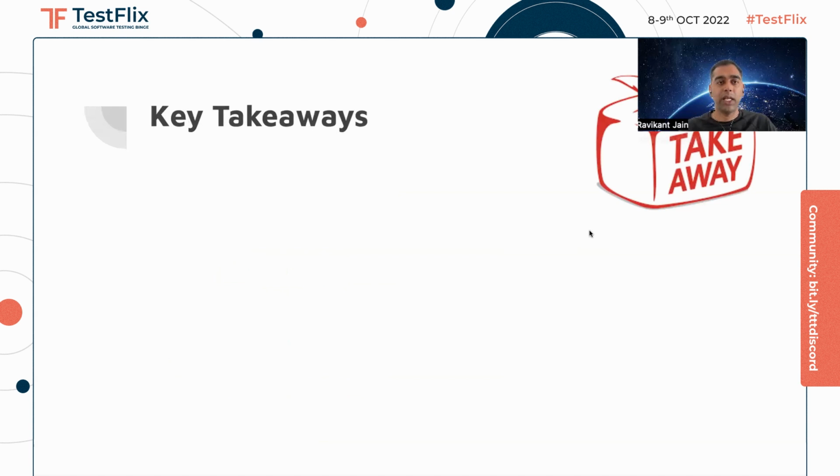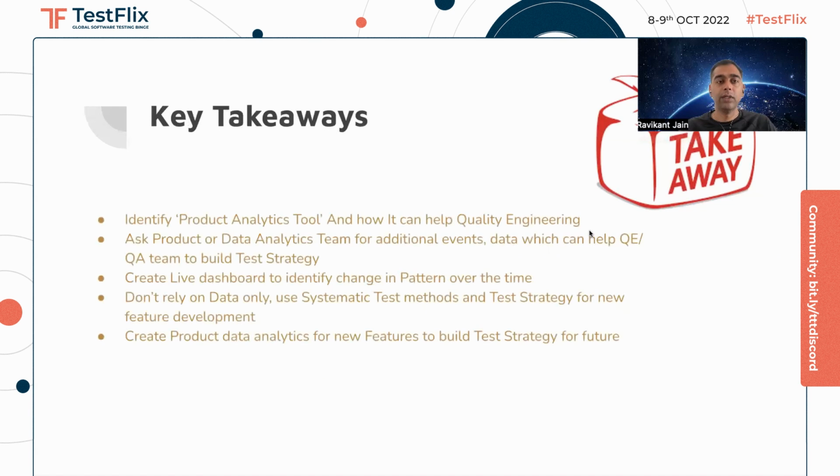So what are the key takeaways from this session? First, we need to understand what different product analytics tools are used in your current organization. If you go and see the details and don't get some of the data, you probably need to connect with your data science team and the product management team to understand if those events can be added to get the insights from it.